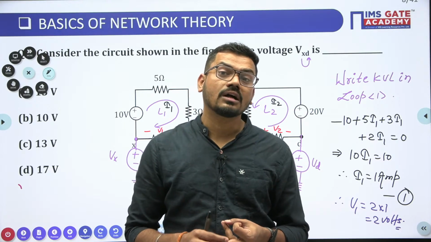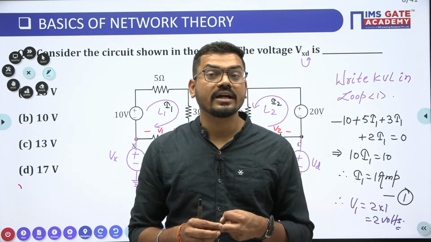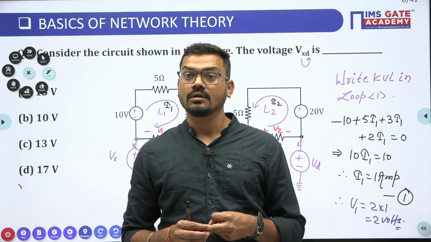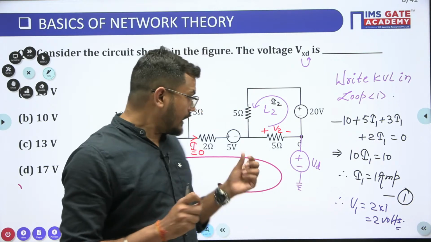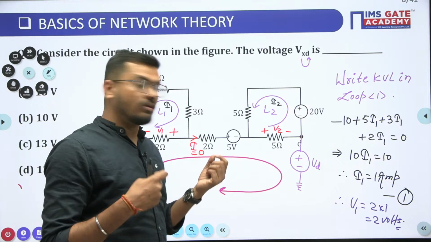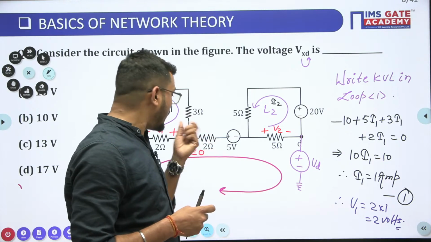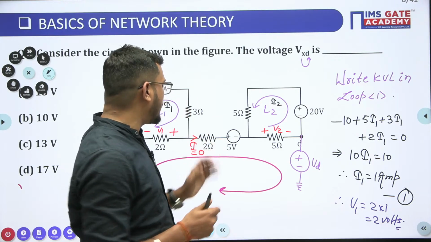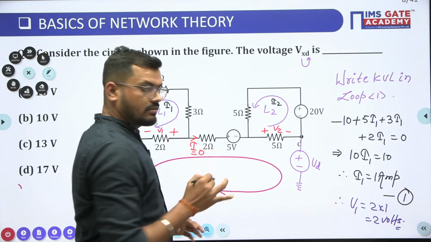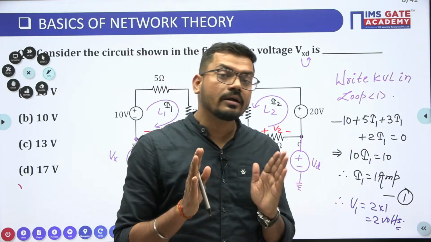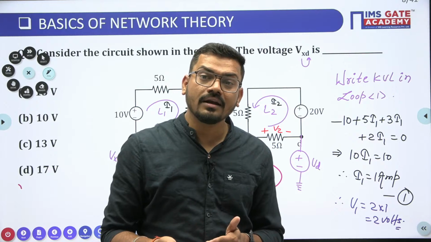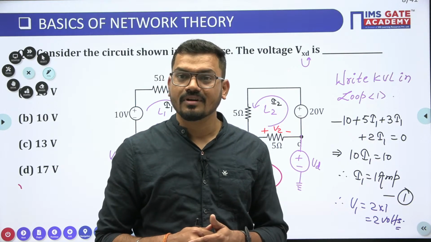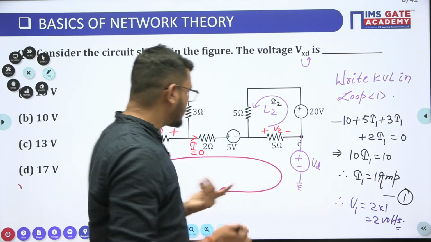And what about the third rule? Many students don't know the third rule. In any branch, if you want to find current, there should be a returning path. Otherwise what will happen? Violation of KCL. Just see here.